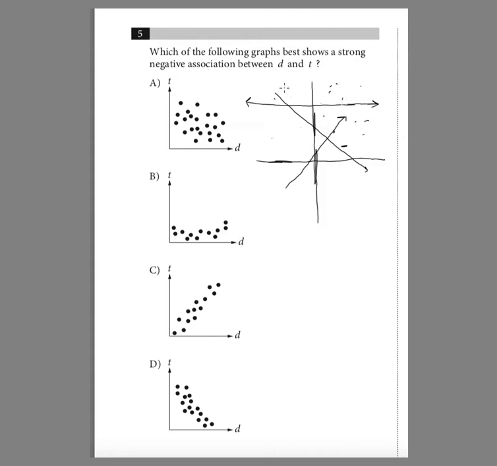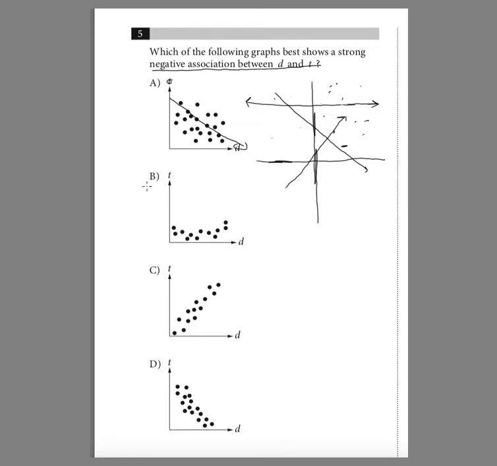But it's asking us for a negative association between D and T. So we have D, we have T. This one shows a pretty clear negative association. We can just draw a straight line down here. The points are going down as it moves up in the letter D right here. So that looks like a negative association. We're not going to cross that answer out.